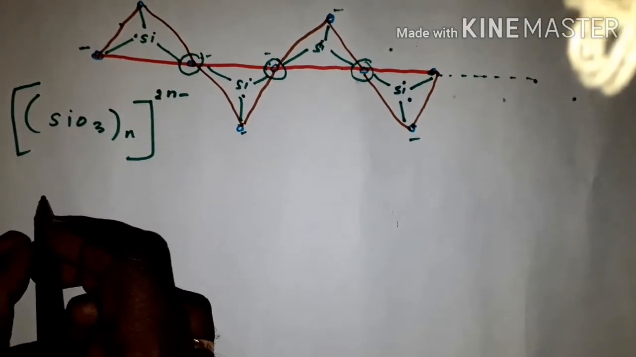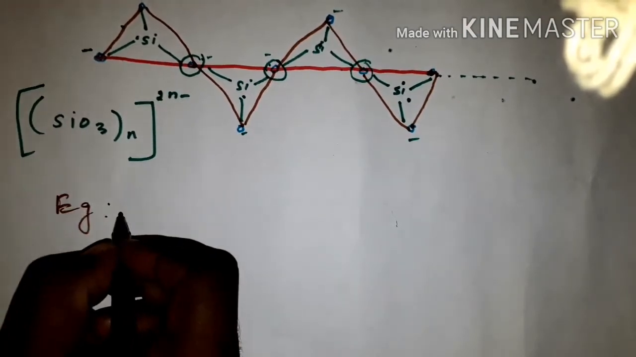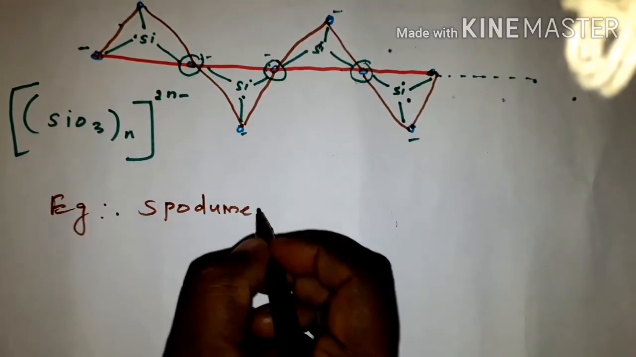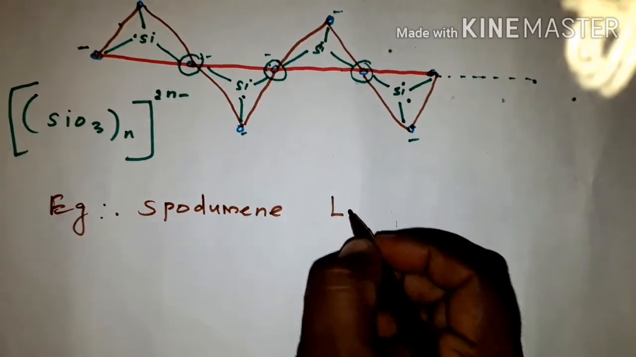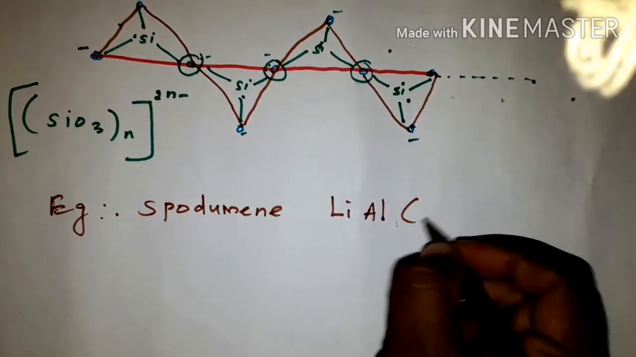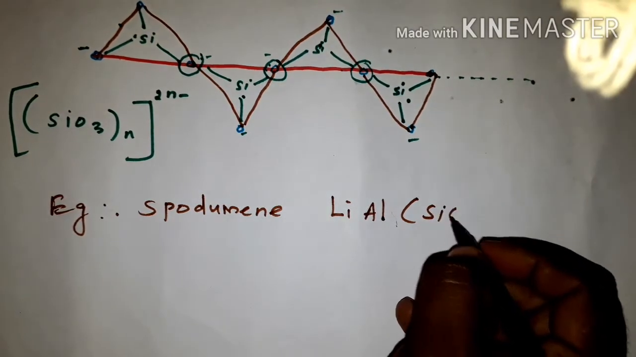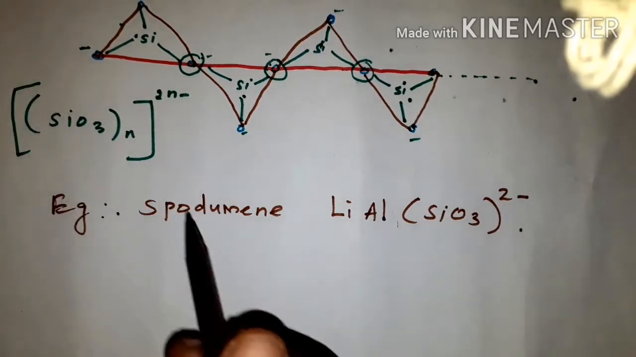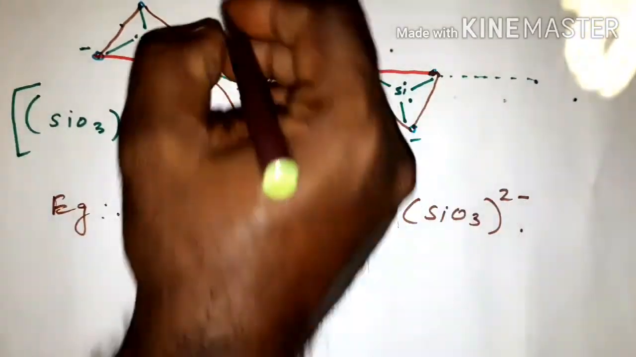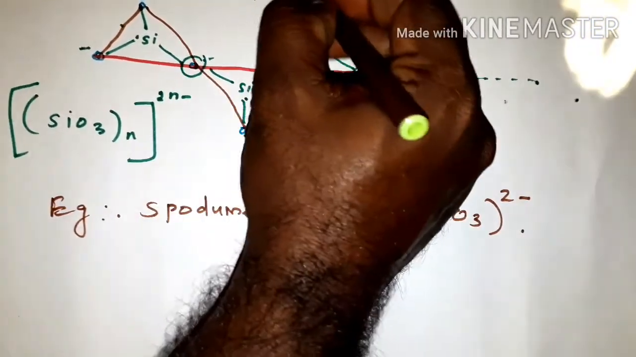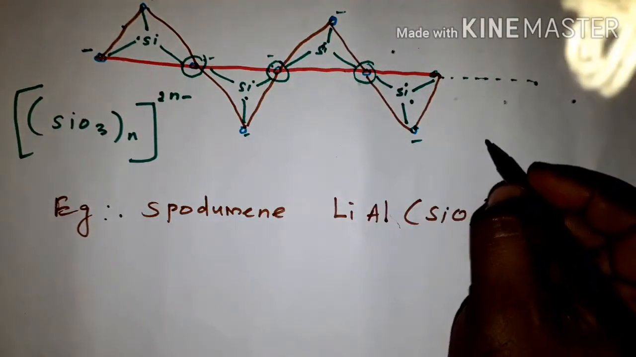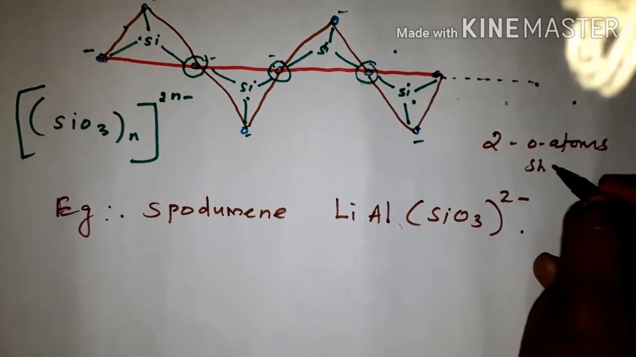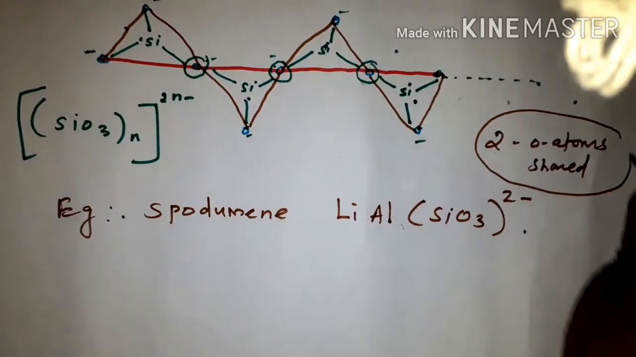Now the example of chain silicates is spodumene. The formula of spodumene is lithium aluminium SiO3 2 minus. So this is the example of chain silicates. Here 2 oxygen atoms are shared.